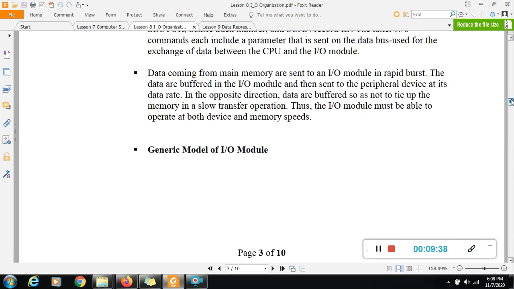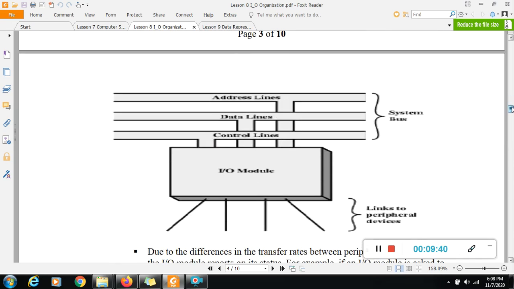The generic model of an input-output module is shown here. We have the address lines, data lines, control lines, the input-output module, links to the peripheral devices, and the system bus. Sometimes we call the links to the peripheral devices a port, like the USB port.